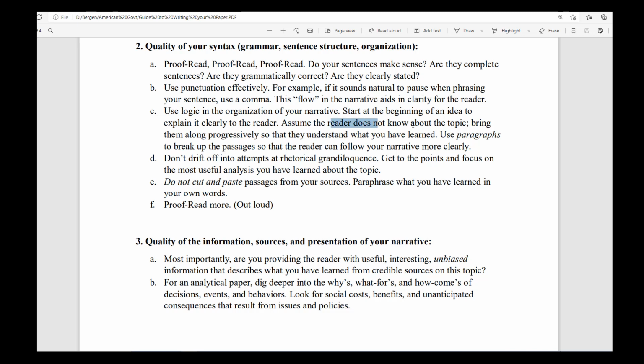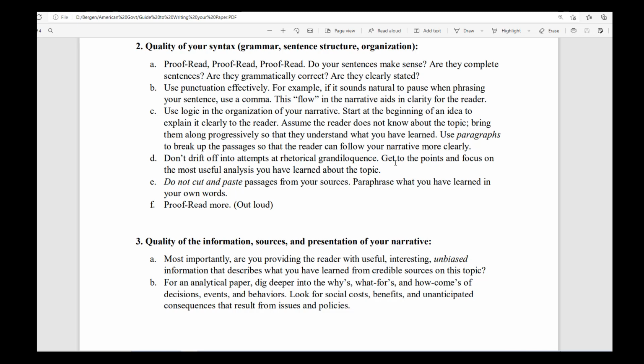You want to assume the reader does not really know much about the topic. Bring them along progressively so that they understand what it is that you've learned. And what I've learned for many years is that the best way to actually learn about something is to teach it or present it to someone else. Then that means you are really learning it, because then you have to describe what you've learned in your own words, which has power. That is a very useful purpose for you to learn something and then try to explain that in your own words. Very powerful. Use paragraphs.